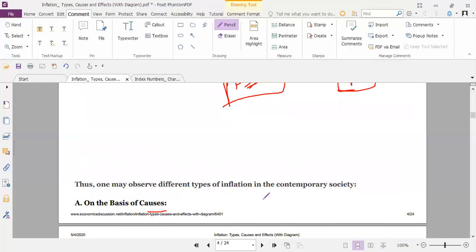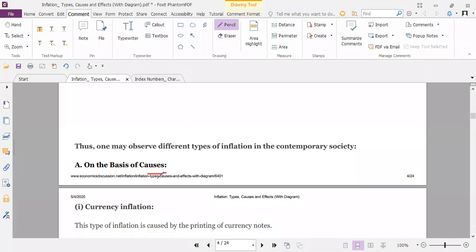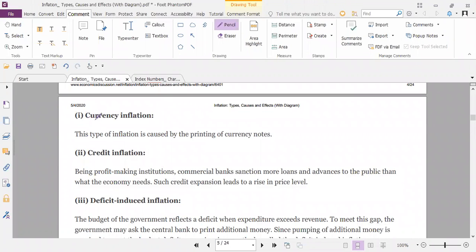Okay, so on the basis of causes, the first type is currency inflation. This type of inflation is caused by printing of new currency. If you go for printing of new currency, then this problem of inflation arises. There is a procedure which every country is supposed to follow while printing money. They're supposed to keep some gold with the IMF and all. Without that, they cannot go for printing of new currency.